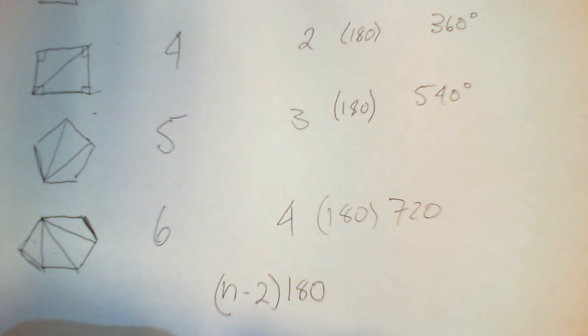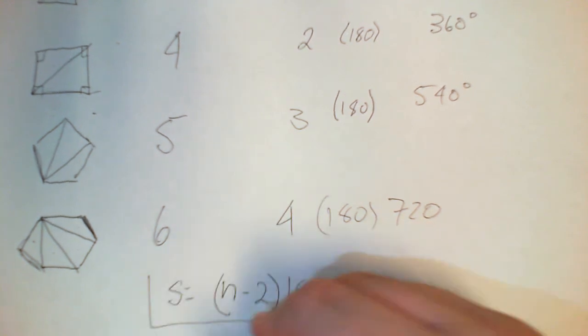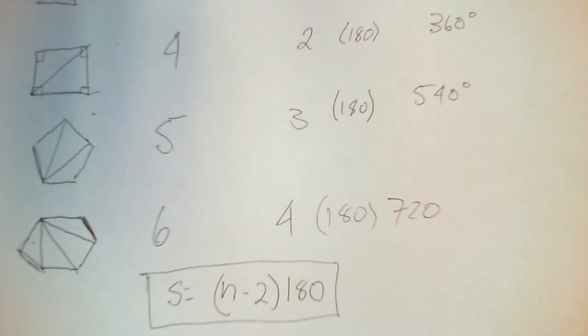So for example, if I want to figure out the total interior angles, let's try this one. If I gave you a 13-sided shape, I would have 13 minus 2 is 11, and I would multiply 11 by 180, and that's how many degrees I would have. So that is an equation to get the total.